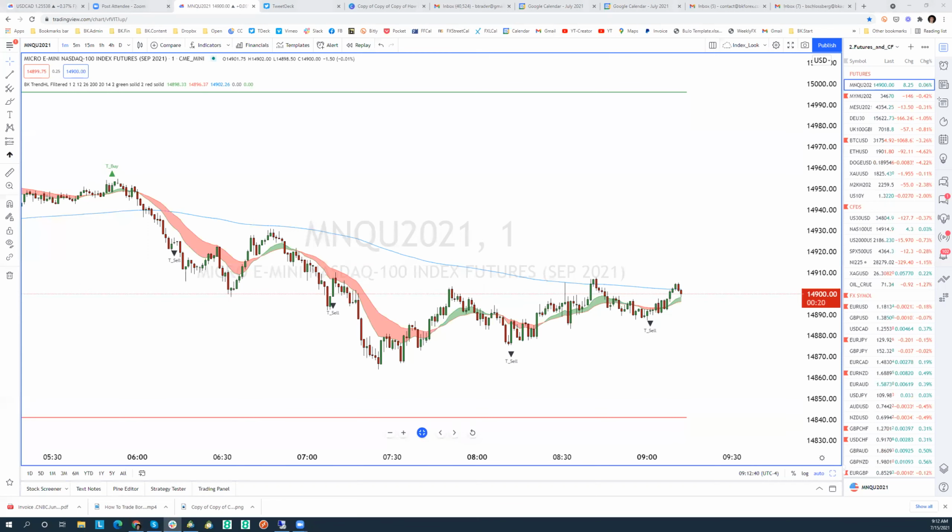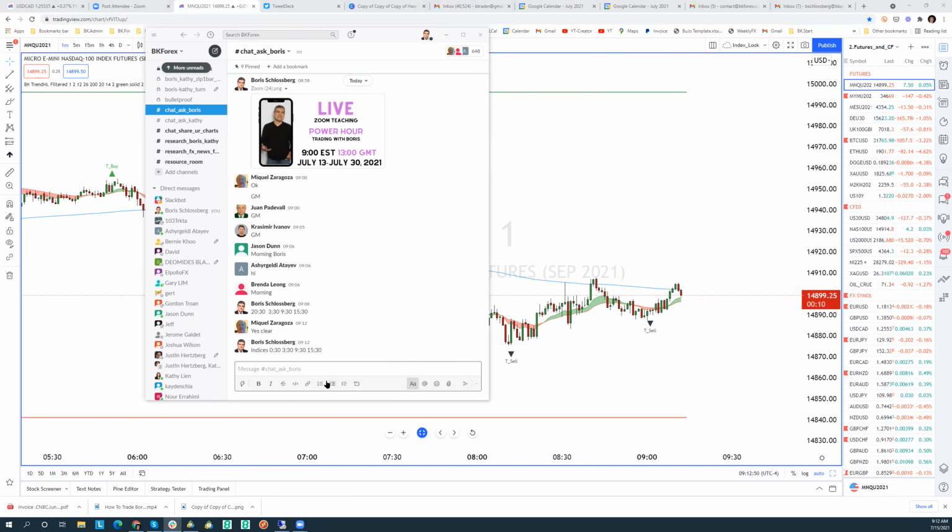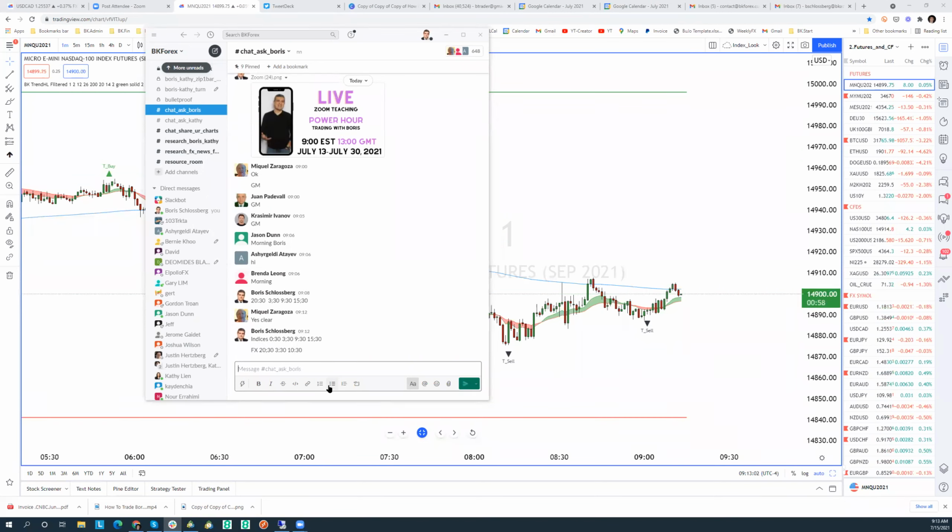Let me put this on the screen so you guys can see this. So this is indices. I misspelled indices. Okay. And FX would be 2030. This is all New York times. Again, sorry, but that's the only way I can think. 330 and 1030.